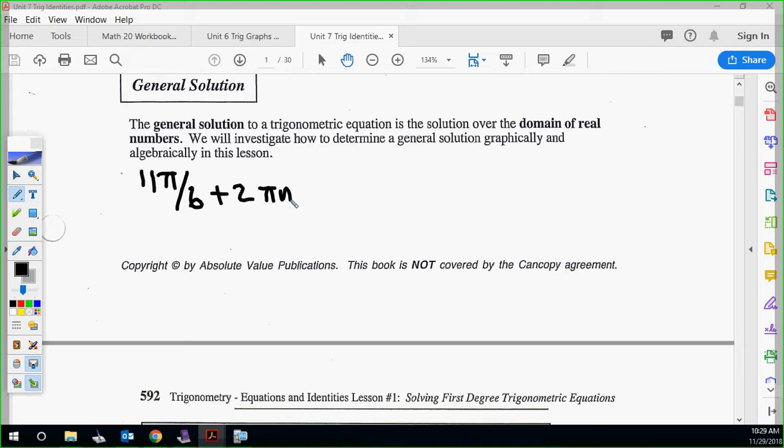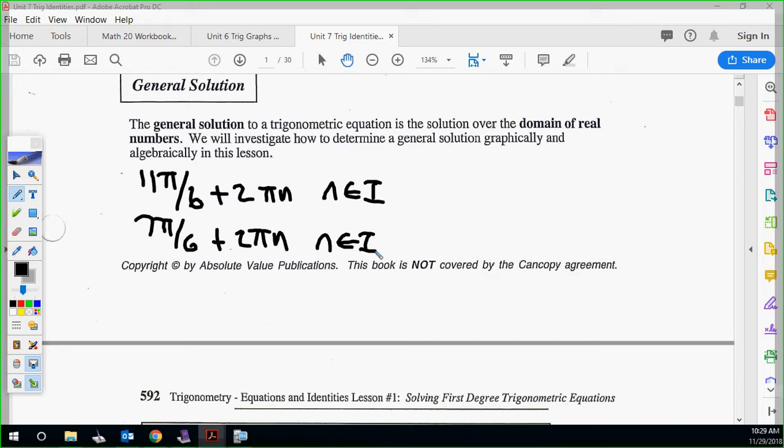Okay? And so you take, and then the 7 pi over 6, you do the same thing. 7 pi over 6 is also plus 2 pi n. Okay, and that would be n being an integer. It can't be fractions.